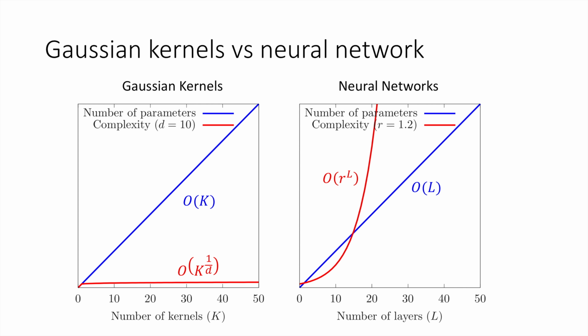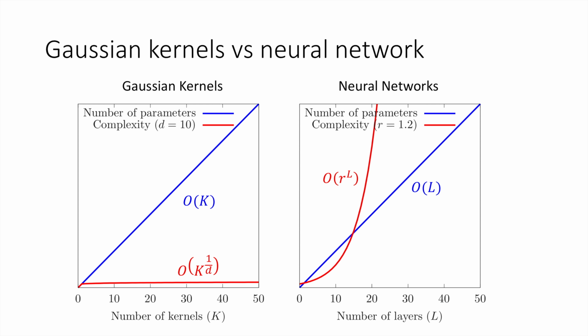Note that these illustrations do not depict experimental results. In both cases, the number of parameters in the model grows linearly with the number of kernels k and the number of layers L respectively, assuming the width of the deep network is constant.